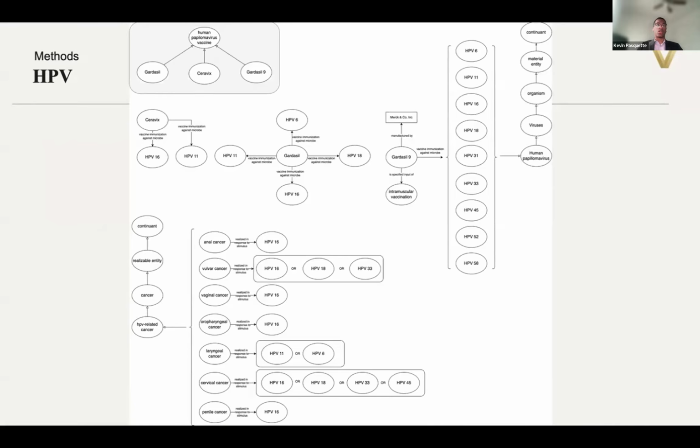These viral strains are then mapped to cancers like cervical, anal, vulvar, and oropharyngeal cancers, which shows the chain from infection to disease prevention. The diagram integrates biological and more clinical perspectives, and it illustrates how vaccinations are used to interrupt this causal pathway from HPV exposure to cancer.